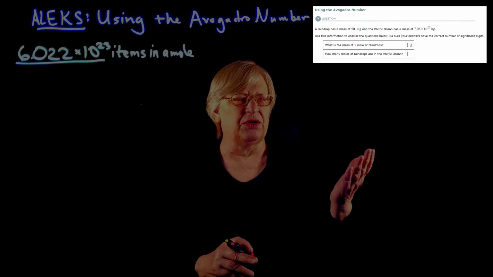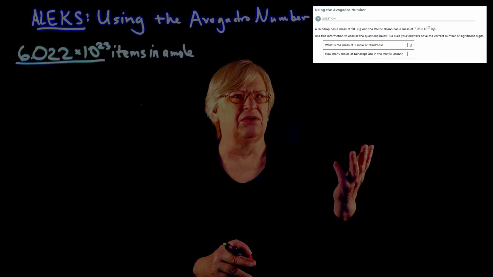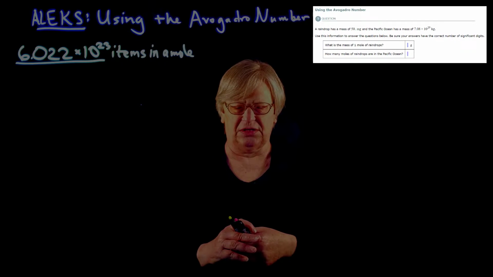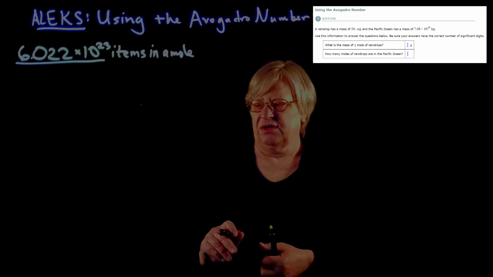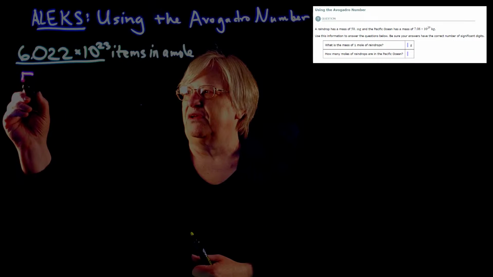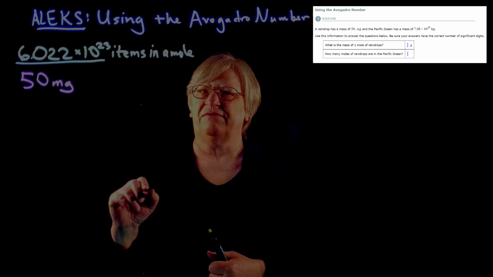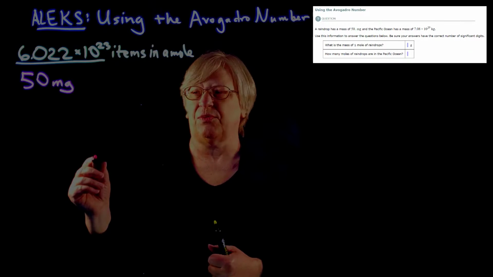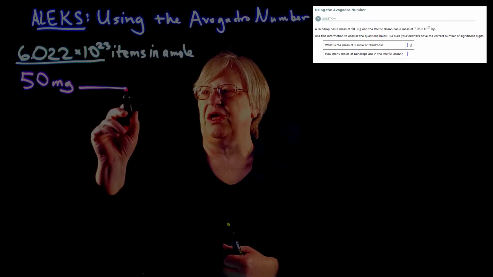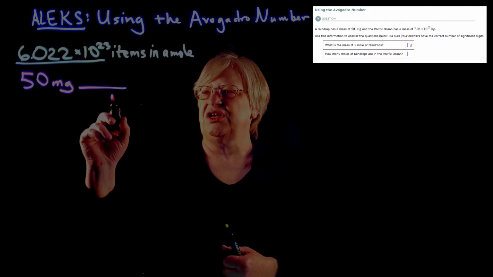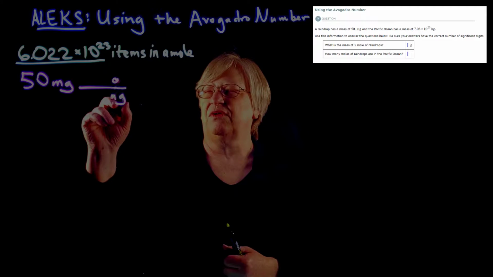Well, first of all, we're going to notice that the units aren't the same. We've got milligrams and we've got kilograms. So let's fix that first, okay? So a raindrop is 50 milligrams, right? 50 milligrams is how much a raindrop weighs. So let's change that into grams. And we're going to change milligrams to grams.